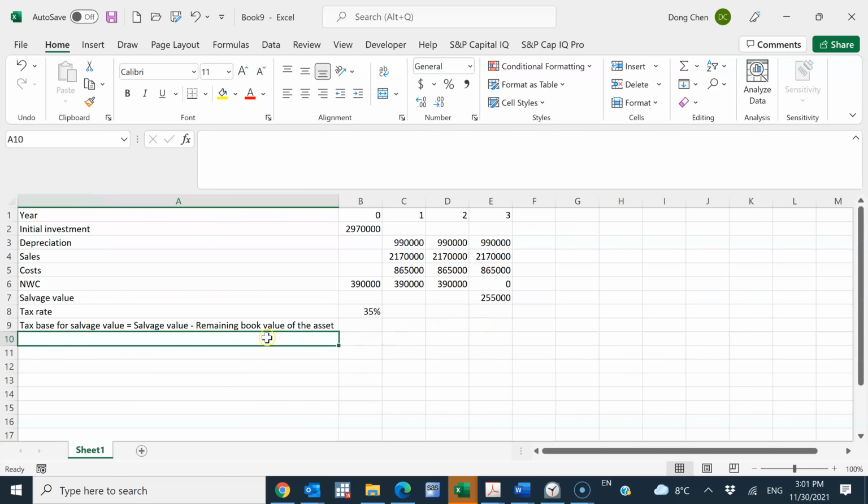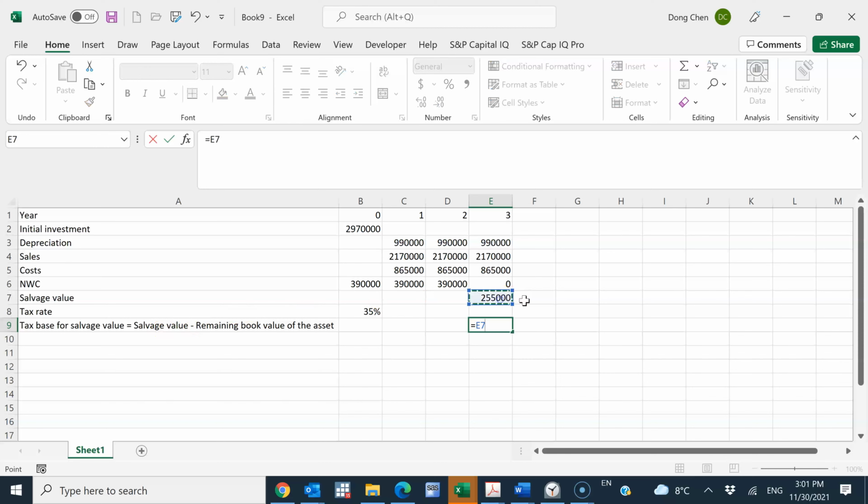How do we figure out the remaining book value of the asset? Actually, the question already told us, because it says the initial investment or fixed assets will be depreciated straight line to 0 after 3 years. So the remaining book value of the asset is actually 0. That means the tax base should simply be the salvage value. So that's the same here.